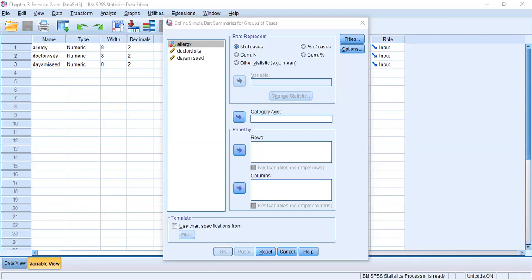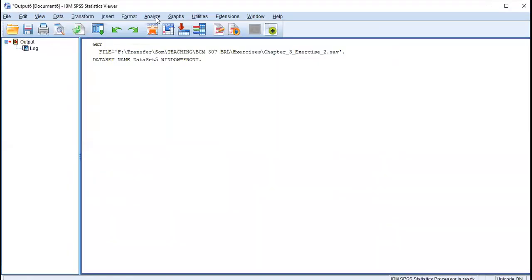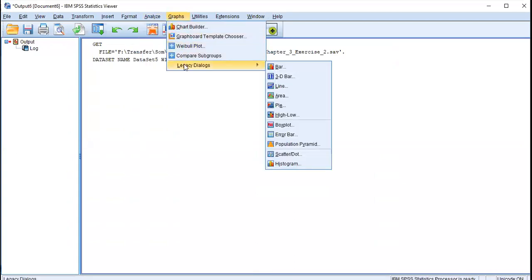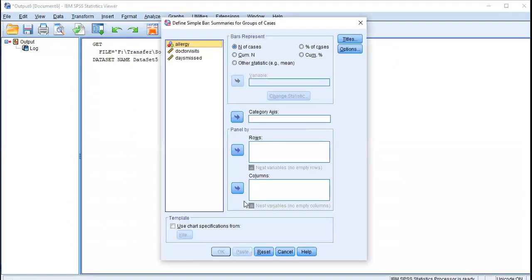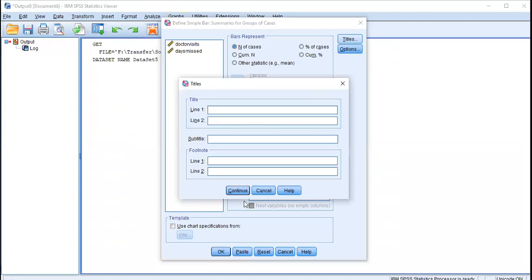I'll be moving to the new share, moving to output, opening the share file here, and going for analysis, graphs. I'll go for legacy dialogues, bar, I'm going for simple, define. Allergy is there, so allergy is my category. I'm writing the title only as allergy, and I'll go for continue.